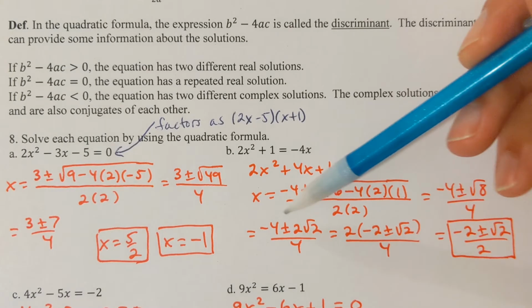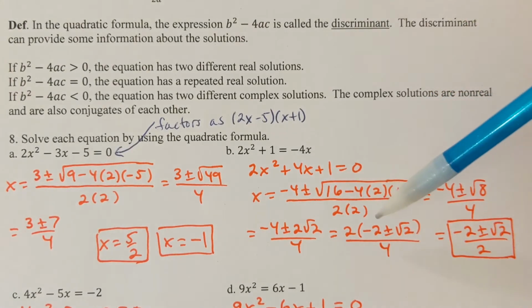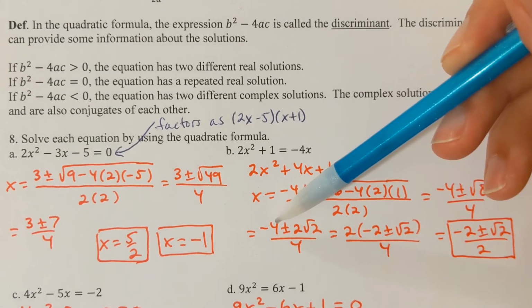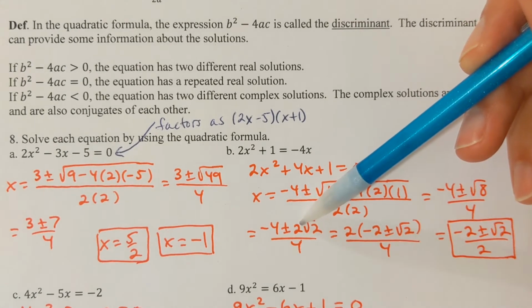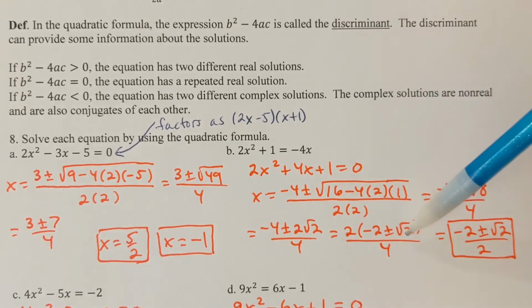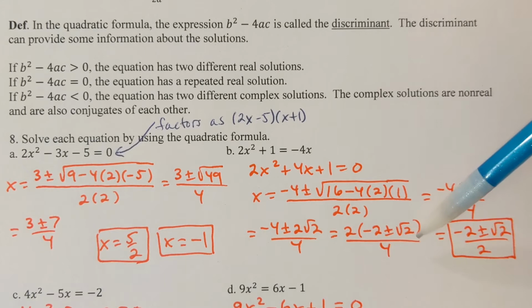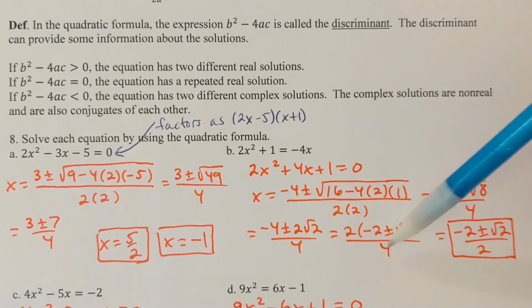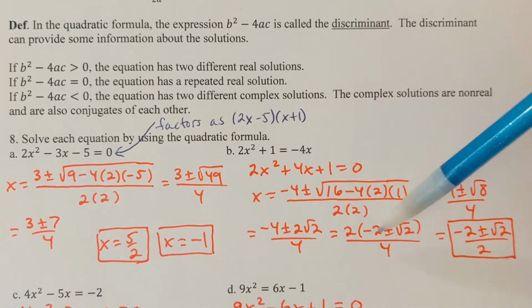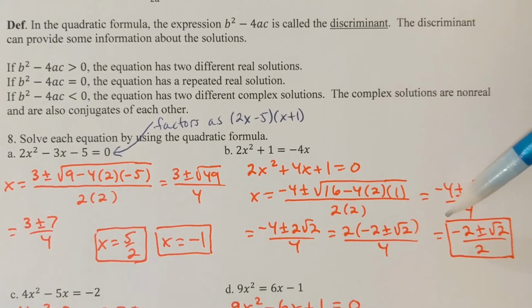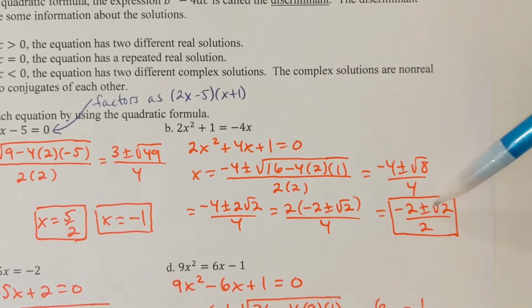I'm going to factor 2 out from the two terms in the numerator. 2 times negative 2 is negative 4. This 2 in front of the square root of 2 has already been factored out, so I'll just have the square root of 2 remaining on that second term. 2 over 4 is 1/2. Okay, so that's going to leave me with negative 2 plus or minus root 2 all over 2.